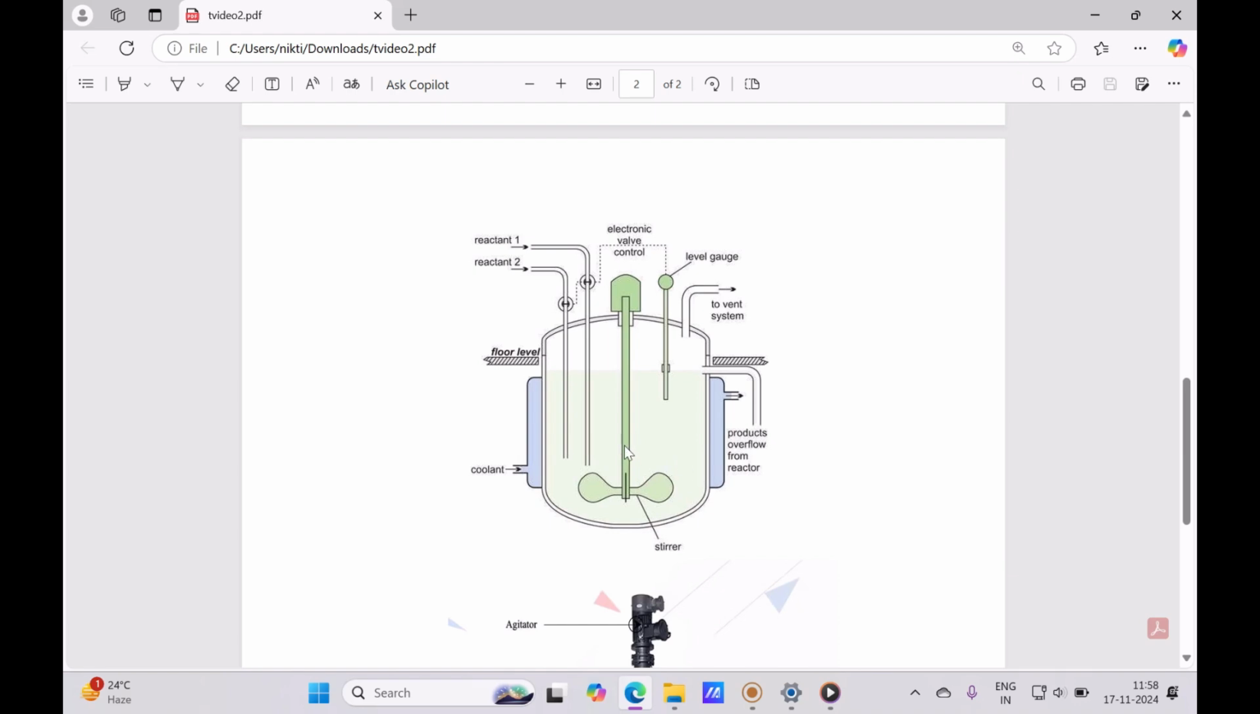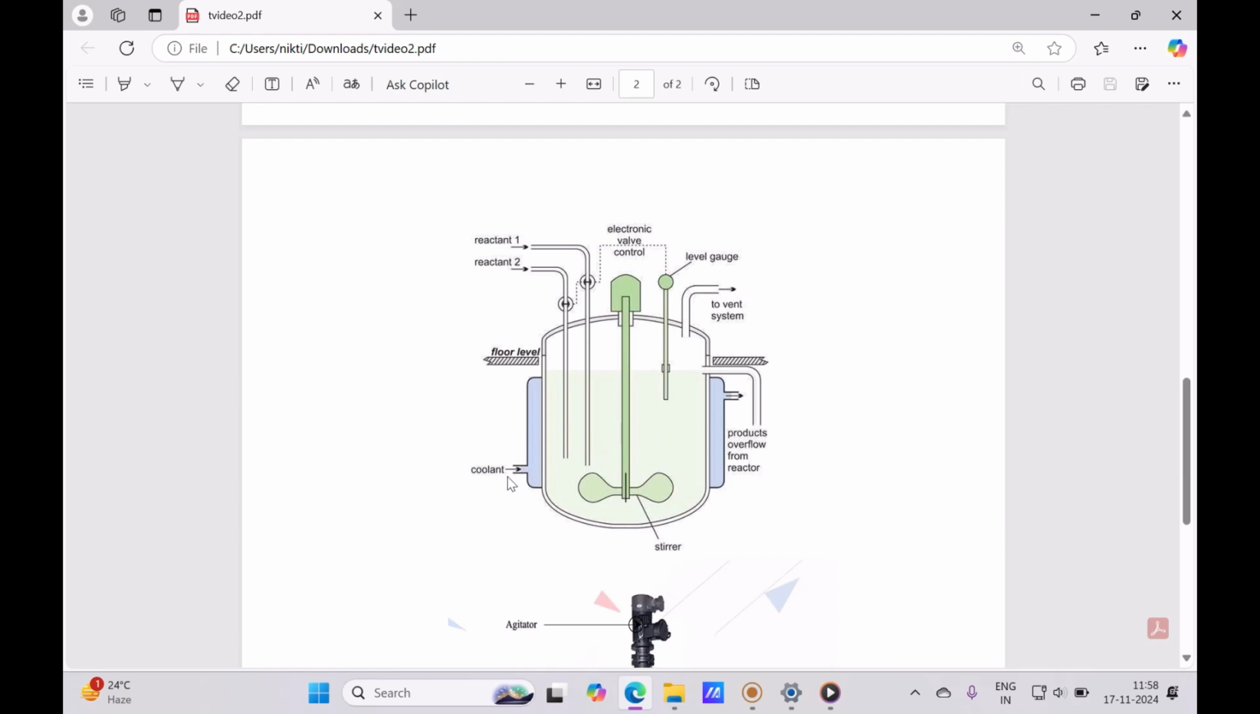In our case, we initially charge the reactor with sodium hydroxide and gradually add the ethyl acetate by adjusting the flow rate using a rotameter. Now, a stirrer is provided for proper agitation and mixing, which gives us control over the reaction rate by ensuring homogeneity in the reactor.